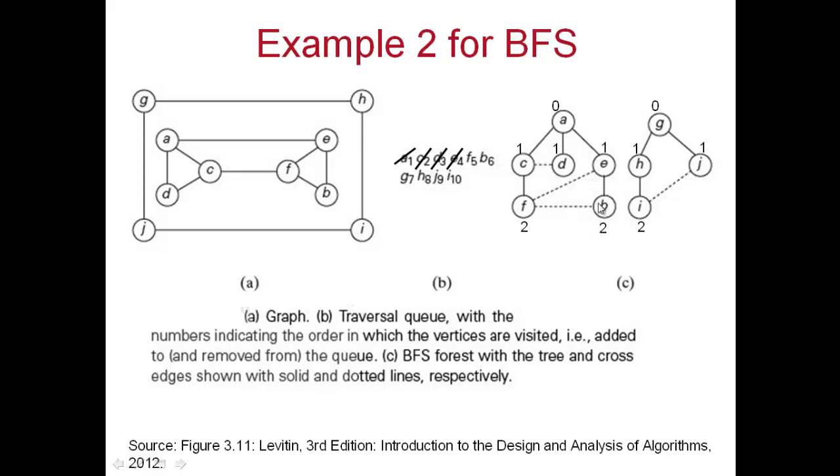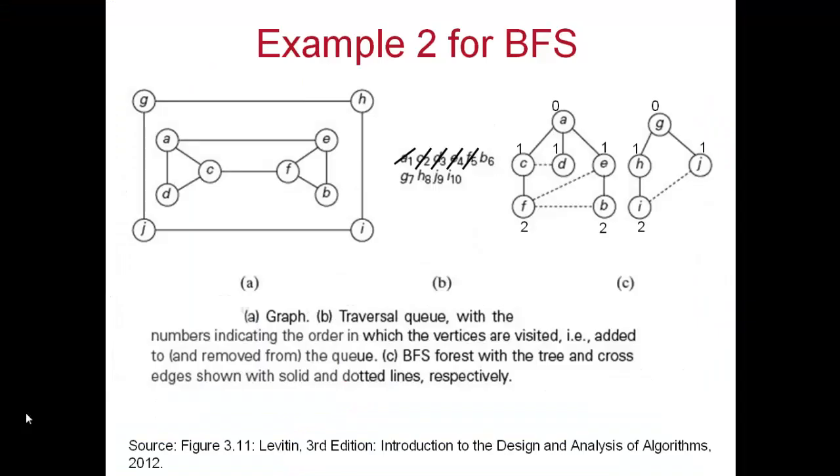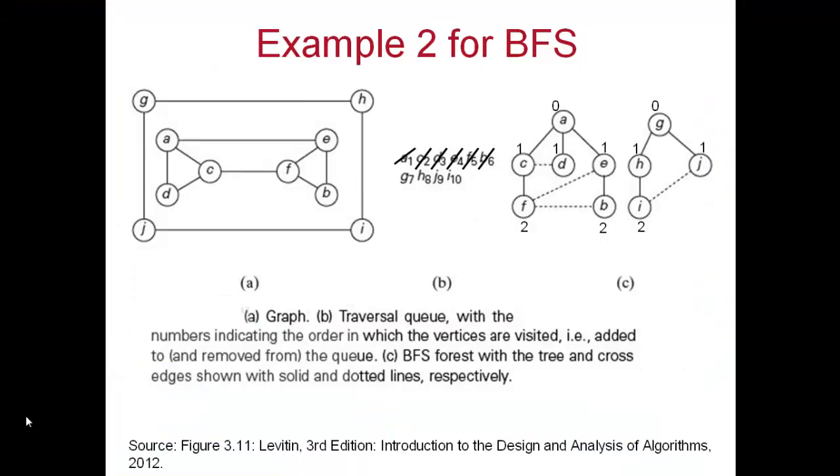When F is gone, B is the only vertex in the queue, and all its edges are already visited. So done, the queue becomes empty eventually after we remove B. So you started breadth first search from A, and the queue eventually becomes empty, and you still have not visited G, H, I, J.